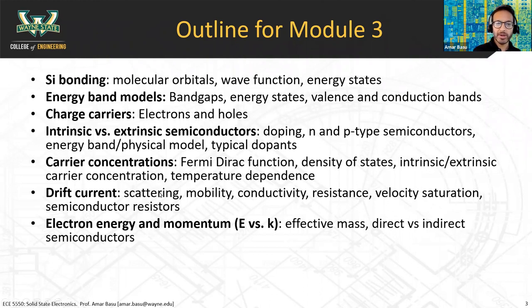We'll be talking about concepts of scattering, mobility, conductivity, resistance, velocity saturation, and then eventually we'll get to how a semiconductor resistor is made. I plan to finish this up today. If we have a little bit of time, we'll get into the electron energy versus momentum diagrams. If not, we may just skip over this last section, because we have a lot of other material to cover. We might come back to that later.